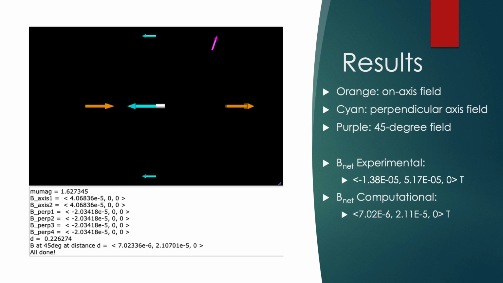As you can see, the orange arrows represent the on-axis field. These are aligned with the magnetic dipole moment. The cyan arrows represent the field on a perpendicular axis, and the purple arrow represents the field at 45 degrees from axis. When comparing the magnitude of the net magnetic fields between the experiment and the computational model, we see that the computational model has smaller x and y components. This may be a result of human error in the experiment, as well as external magnetic fields from objects in the surroundings.